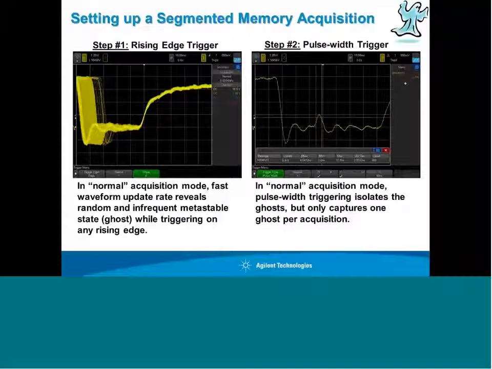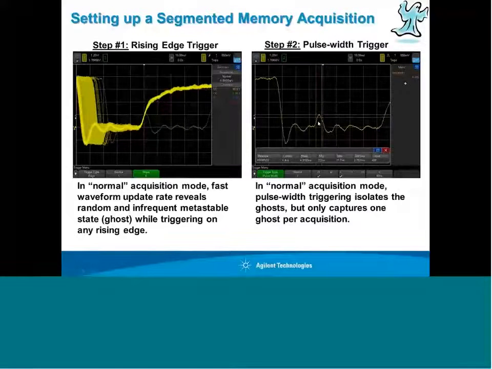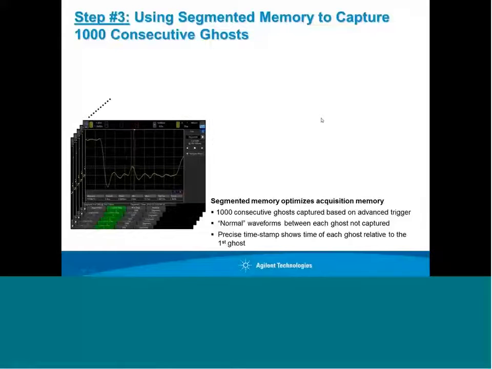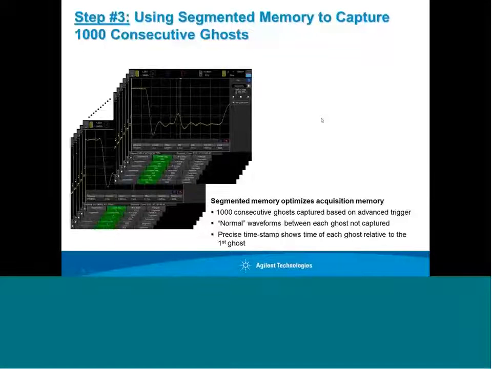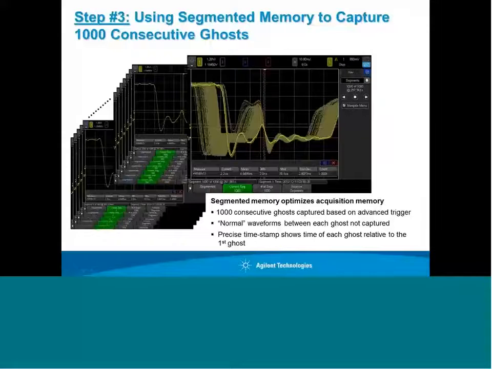Step 2 would be to set up the scope to uniquely trigger on that condition, which we can do using the scope's advanced parametric triggering. Down here in the bottom I've set it up to trigger on a positive pulse width less than 50 nanoseconds. So now the scope on the right is only triggering on these narrow pulses at center screen. And then using segmented memory, we could capture 1,000 consecutive occurrences.